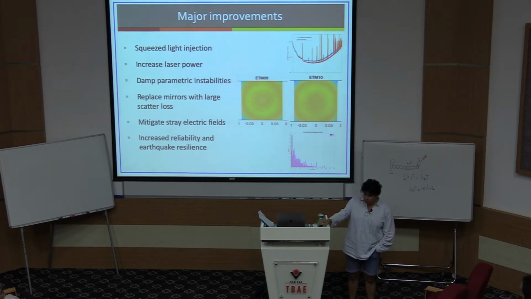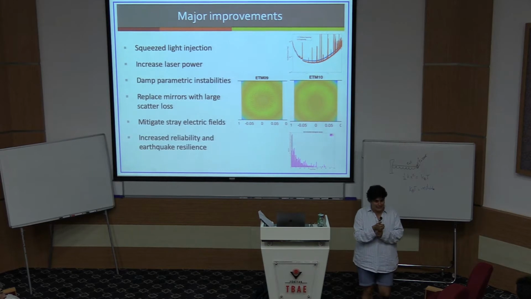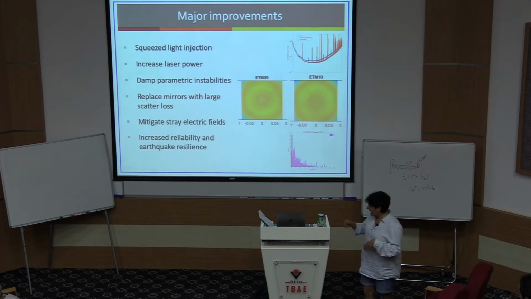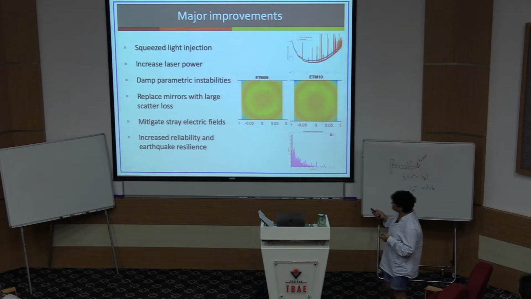Remember what I told you about when you have a mechanical oscillator, and if you drive it with light at the right phase, you can actually anti-damp it. And when you anti-damp it, you could actually overwhelm the mechanical damping by the optical anti-damping, and it becomes an undamped oscillator, a runaway oscillator. And we see that in the interferometer, and so we have to damp those, so we did.